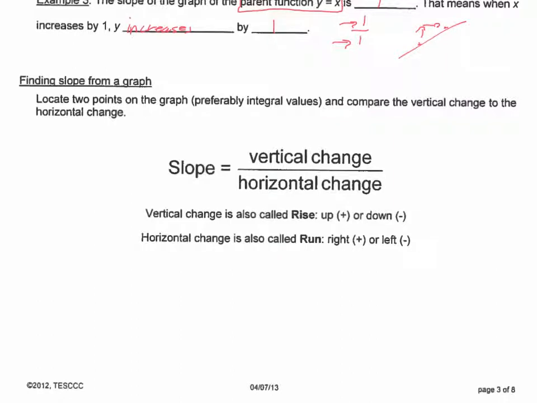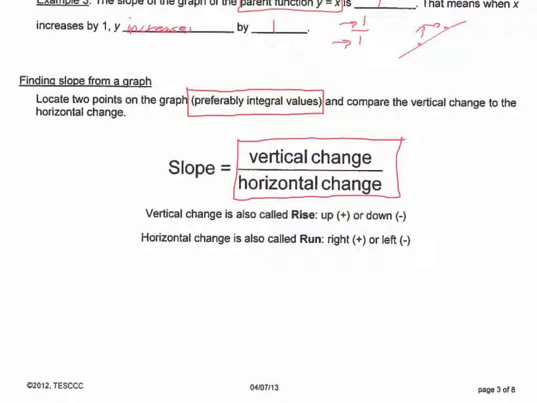Okay, it says in order to do this, these are the steps to find the slope from a graph. And it says, like I've said before, preferably integral values. Okay, whole numbers if you can. It says locate 2 points on the graph, preferably integral values, and compare the vertical change to the horizontal change. Look, here it is again, the same thing that we keep seeing over and over again for slope. Vertical change over horizontal change.